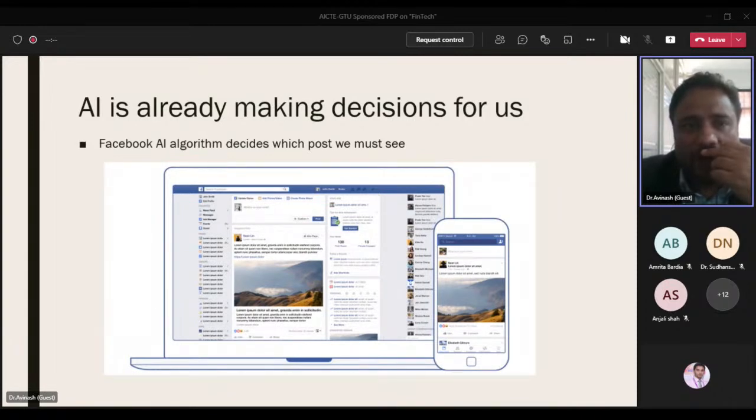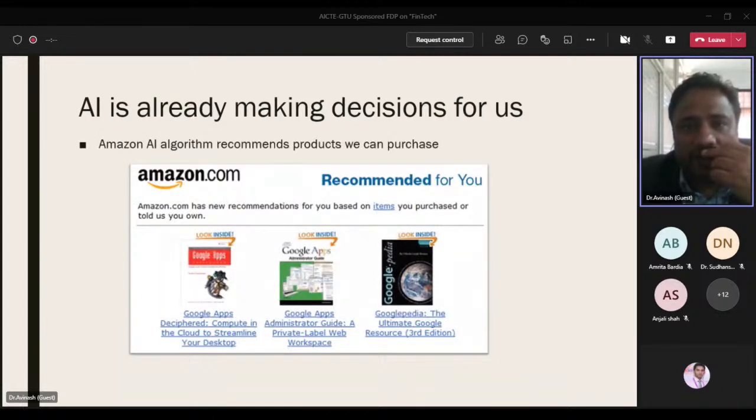So this is how artificial intelligence is already making decisions for us. The next thing where AI is already making decisions for us is Amazon. Whenever we start shopping on Amazon, it automatically starts recommendations for us. That may be grocery items or clothing items or anything which we have purchased on Amazon. These kinds of things are recommended on Amazon, right? So this is how we can see that AI is making decisions for us in daily life.